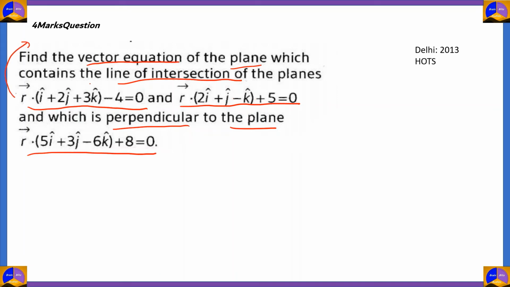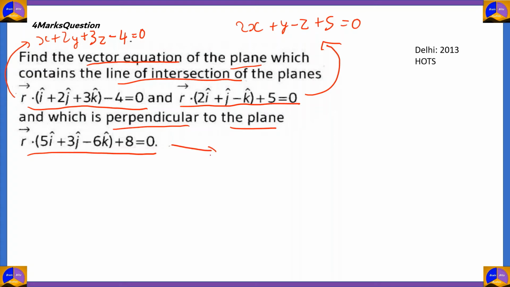So plane 1 can be written as x plus 2y plus 3z minus 4 equals 0. And the second plane can be written as 2x plus y minus z plus 5 is equal to 0. And the third plane can be written as 5x plus 3y minus 6z plus 8 equals 0. So let's write them down. Plane 1 and plane 2.